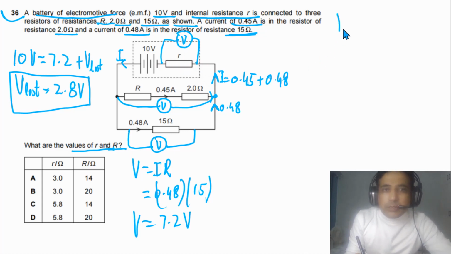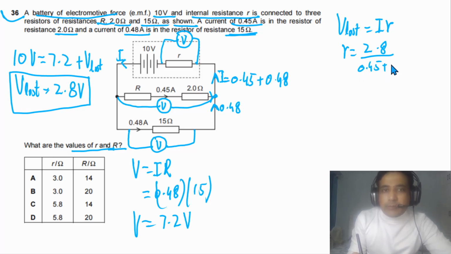So now we can say in this case V lost is equal to I times small r. So we can find out the value of small r. This will be equal to 2.8 divided by 0.45 plus 0.48. So if we solve this up to 2SF, we will get r is equal to 3.0 ohm. So this is the value of small r.